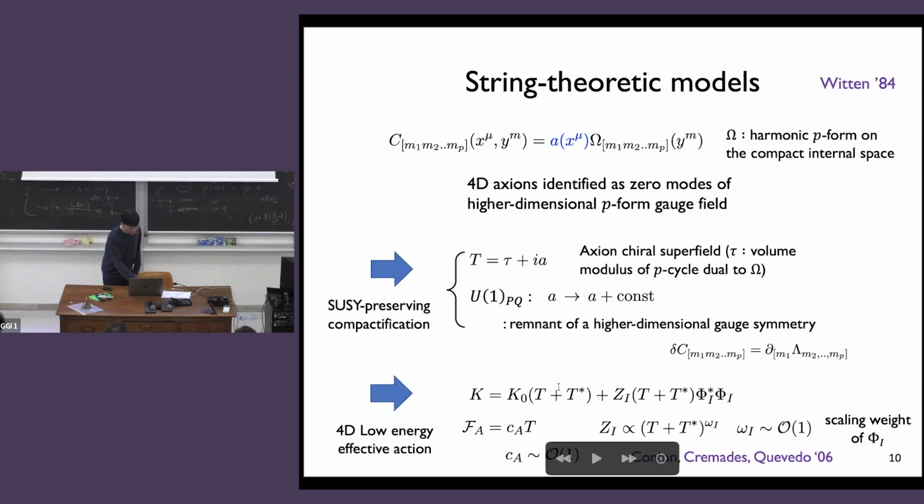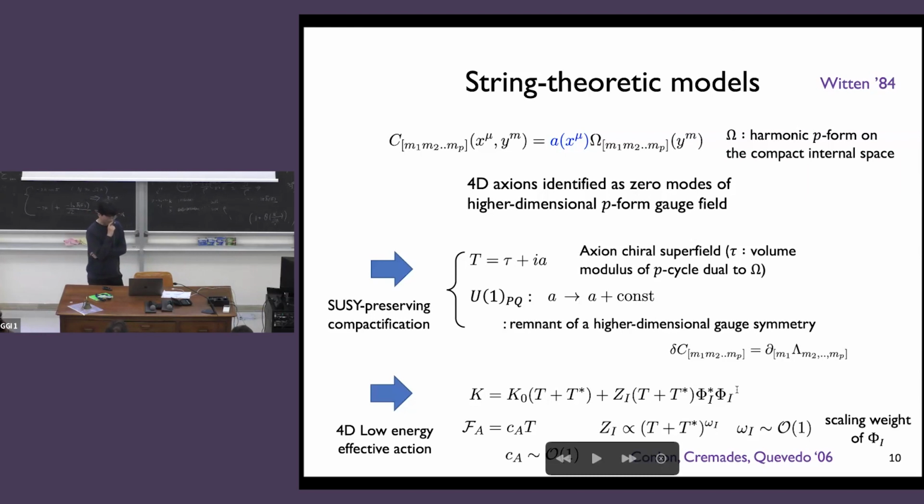And then the four-dimensional low energy effective action will be described by four-dimensional supergravity with the Kähler potential and the gauge kinetic function, dictated by this Peccei-Quinn symmetry. This Kähler function must be a function of T plus T star, the complex conjugate of this axion chiral superfield, and the gauge kinetic function should be proportional to this axion chiral superfield because of the gauge symmetry, or this axionic Peccei-Quinn symmetry. And here phi I denotes the matter chiral superfield.